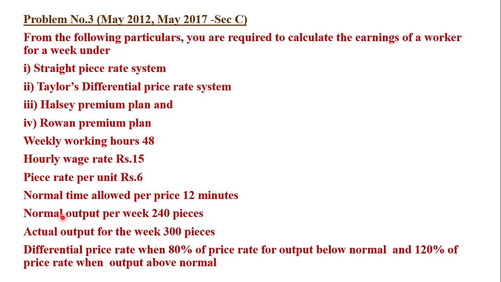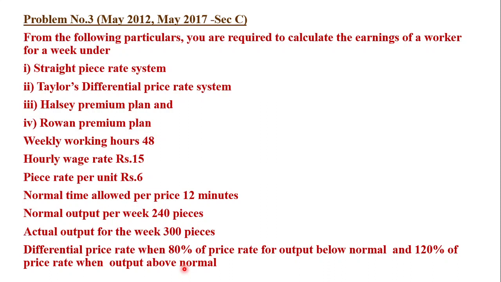Then normal output per week 240 pieces. Then actual output for the week 300 pieces. Then differential price rate: 80% of the price rate for the output below normal and 120% of price rate when output is above normal. So, it is similar to the previous problem only. Here also we have to calculate the straight piece rate system, Taylor's differential piece rate system, Halsey premium plan and Rowan premium plan.